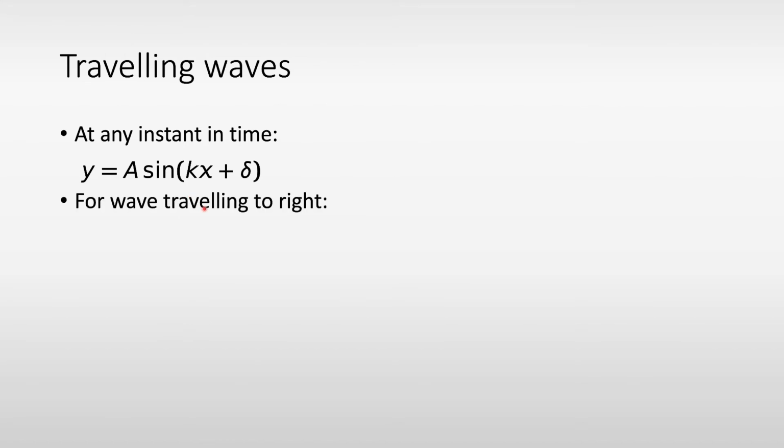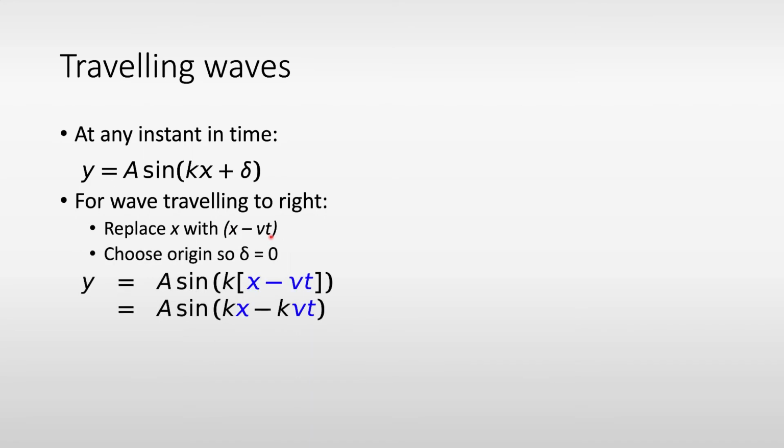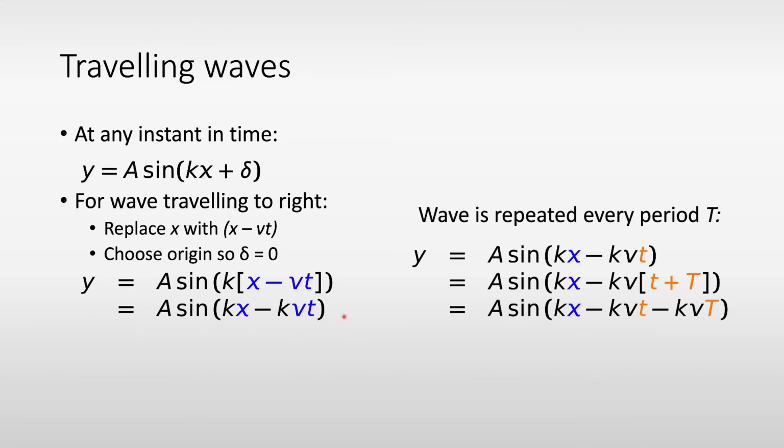We now want to think about travelling waves. So what happens as waves travel through a material? At any instant in time, we have the wave equation. For a wave travelling to the right, we can replace x with x minus vt. So we rewrite this as a sine k(x minus vt), or a sine (kx minus kvt), and that wave is repeated for every period T.